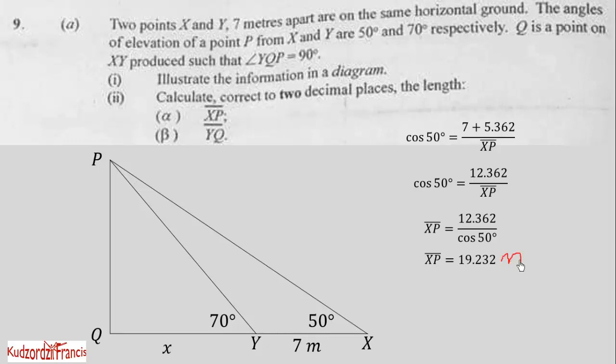So we are supposed to do it to 2 decimal places. So that will give you 19.23 meters. So this is how it's supposed to be. Q cannot be between x and y because of the expression here, xy produced.